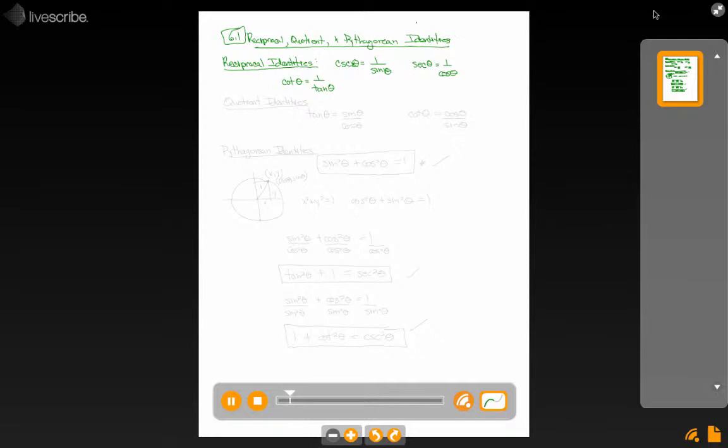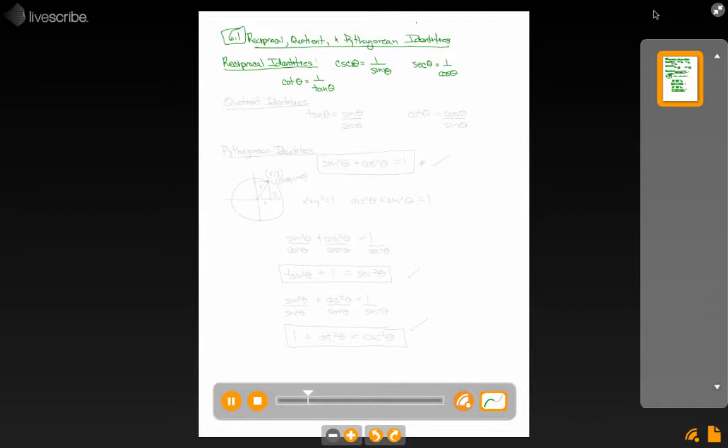The first three are called the reciprocal identities, and we've looked at them even in earlier chapters. Cosecant theta equals 1 over sine theta, secant theta equals 1 over cosine theta, cotangent theta equals 1 over tan theta. These are just going to be taken as true. We don't have to prove them. In fact, we'll never be asked to prove something that's already on the formula sheet.